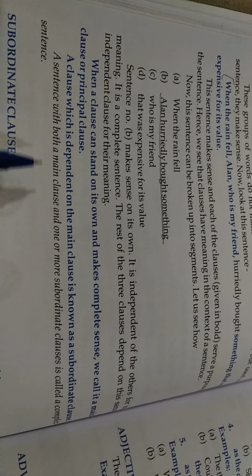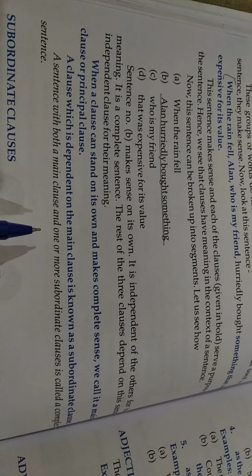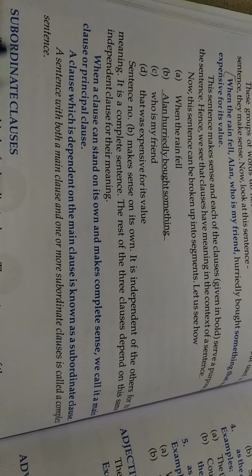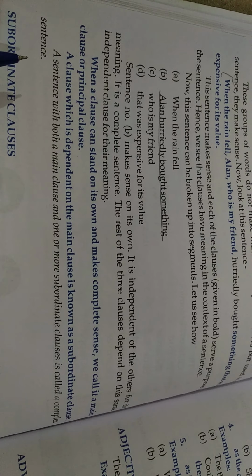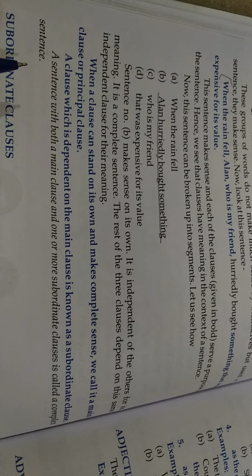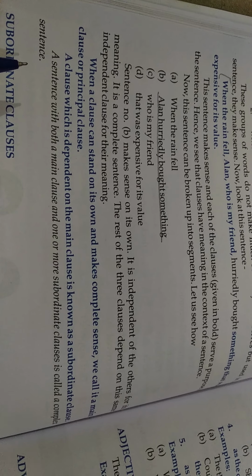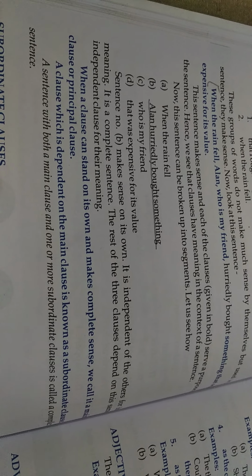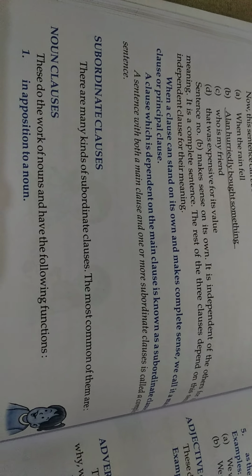Now a sentence with both a main clause and one or more subordinate clauses is called a complex sentence. So we can see a main clause and one or more subordinate clauses only in a complex sentence. Now we will go through the different kinds of subordinate clauses.